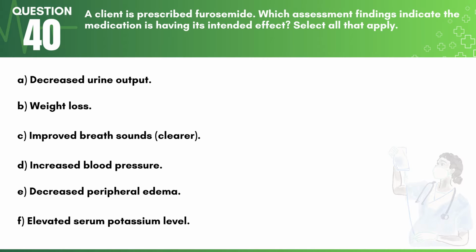Question 40. A client is prescribed furosemide. Which assessment findings indicate the medication is having its intended effect? Select all that apply. A. Decreased urine output. B. Weight loss. C. Improved breath sounds, clearer. D. Increased blood pressure. E. Decreased peripheral edema. F. Elevated serum potassium level.